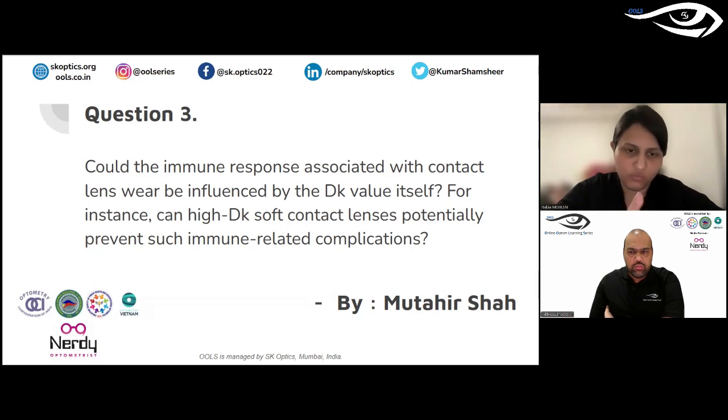They observed immune activation in both types of Dk values. So there was no difference between contact lenses with different Dk values, but they did find that different contact lens solutions have different effects on immune cells. I don't remember exactly which brand had immune activation, but yes, contact lens solutions do have different effects on immune cells, but it is not affected by the Dk values of lenses.